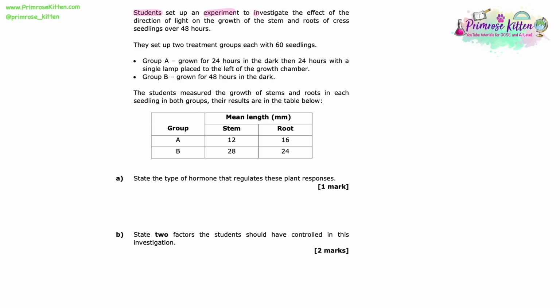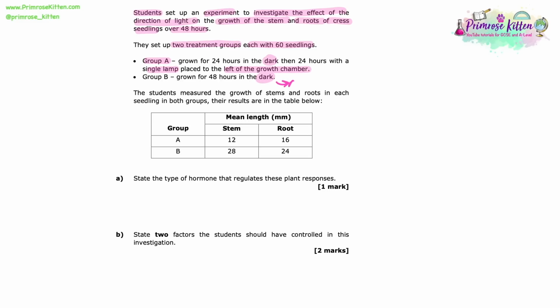Students set up an experiment to investigate the effect of the direction of light on the growth of the stem and roots of cress seedlings over 48 hours. They set up 2 treatment groups, each with 60 seedlings. Group A was grown for 24 hours in the dark, and then 24 hours with a single lamp placed to the left of the growth chamber. Group B was grown for 48 hours in the dark.